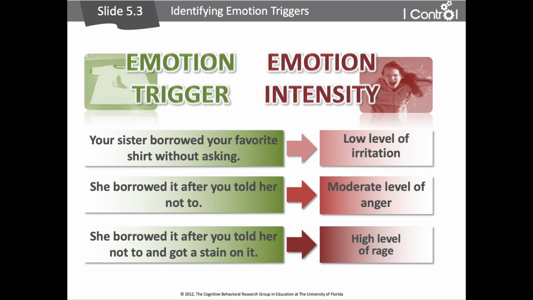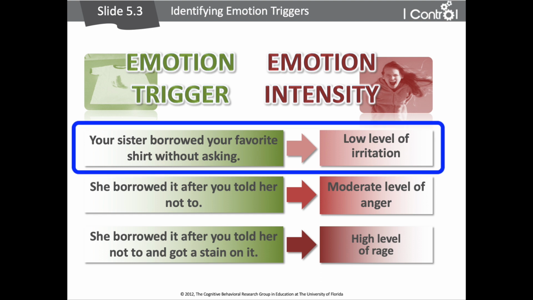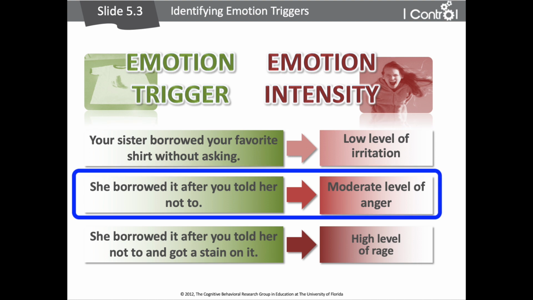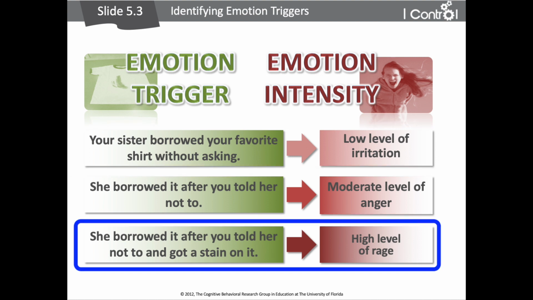Anytime you feel an intense emotion, it's because something triggered it. A trigger is an act, event, or situation that causes you to react and to experience an emotion. The importance that a particular trigger has for you is directly related to the level of intensity of the emotion. For example, if your sister borrowed your favorite shirt without asking, you might be annoyed and tell her not to do that again. If she does it again, you might be angry, and if she borrows it again and spilled ketchup on it, you might be enraged.